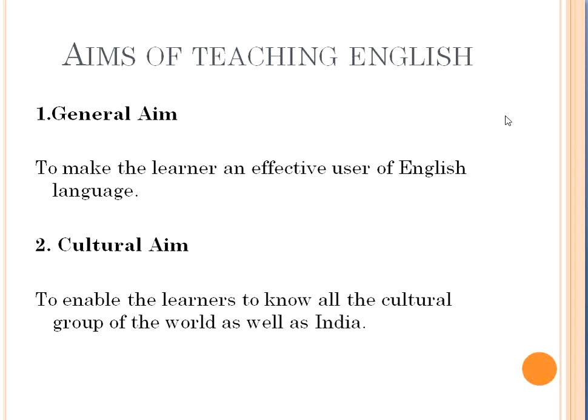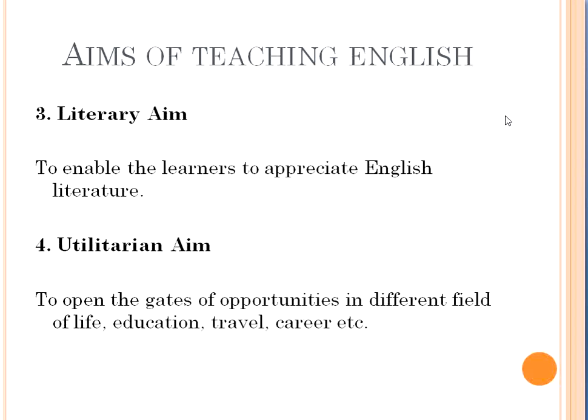Getting the point? So in a sense, we can say this is a very specific aim, that you can learn other cultures and you can also make others learn your culture through English language. So I hope you understand. Now what is the third aim? The third aim is literary aim. What is the aim? To enable the learners to appreciate English literature.